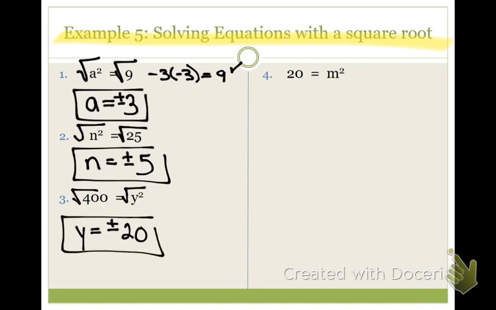Number 4 is not a perfect square, meaning if I take the square root of 20, it's not going to be an even number. So in this scenario, I still have to take the square root to solve for m, to get m by itself. But I'm going to need to approximate my answer to the nearest tenth. So when we take the square root of 20, we change it to a decimal, hit the S to D button on your calculator, and round to the nearest tenth. Go ahead and write your answer.